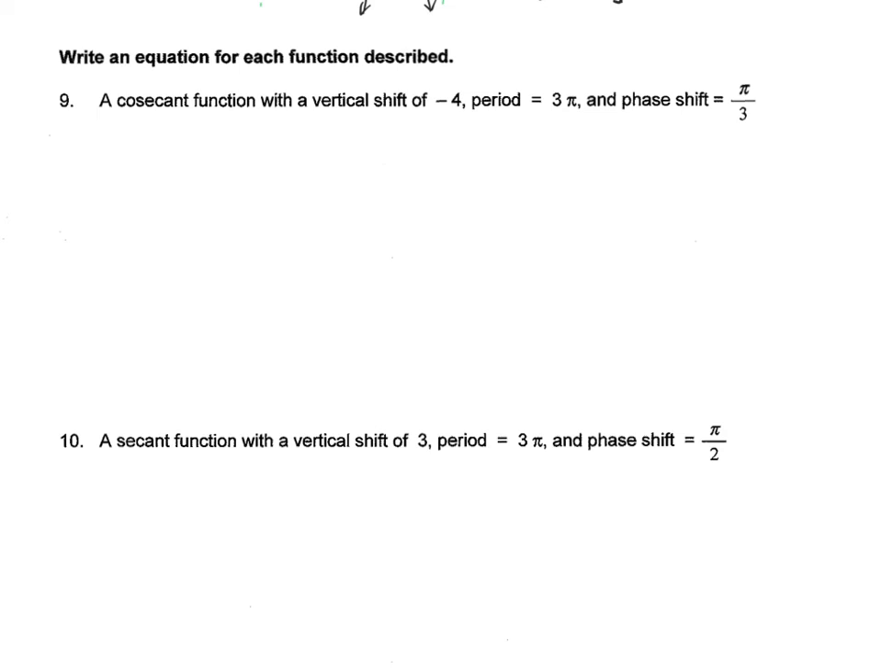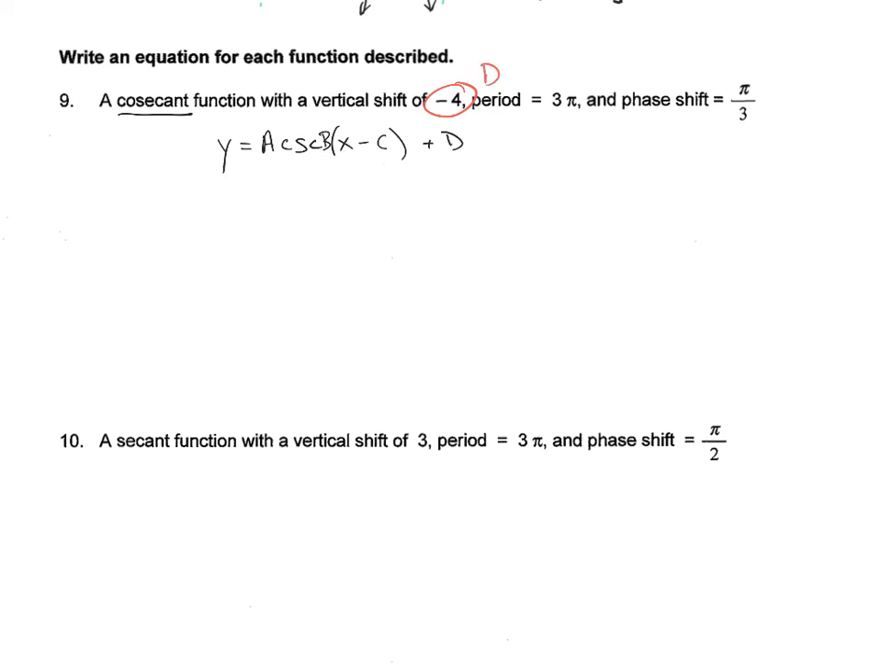The last thing we have to do is go from the description of a function to writing its equation. The first one, number 9, says a cosecant function. So that's going to be in the form y equals, we may as well start with the whole phone book, A cosecant of B, x minus C, plus D. We're going to identify what we have. We have a vertical shift of -4. A vertical shift is D.